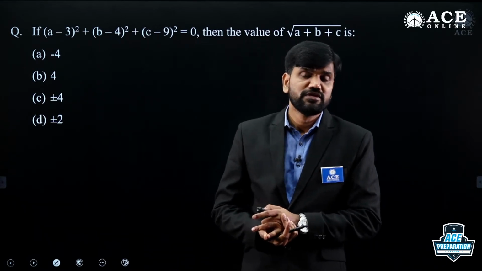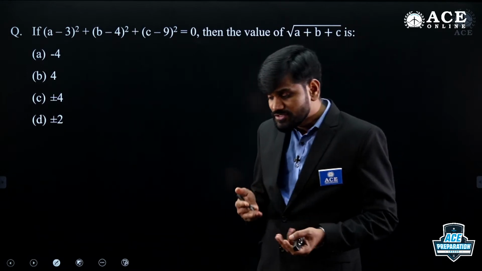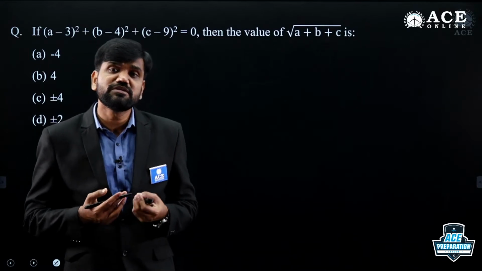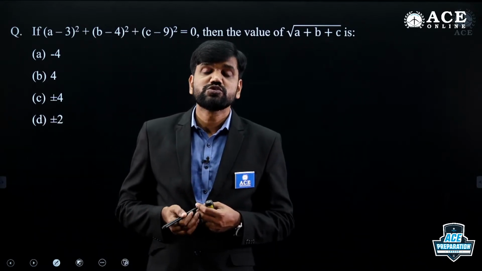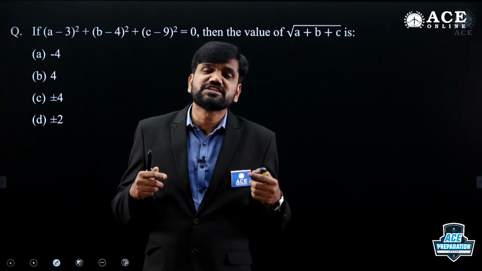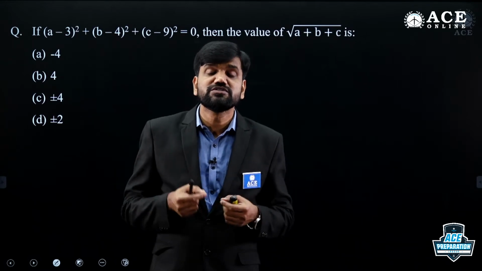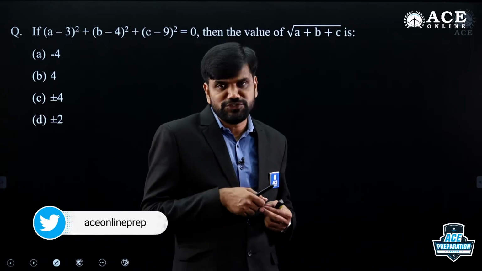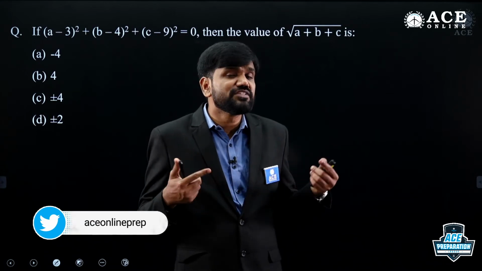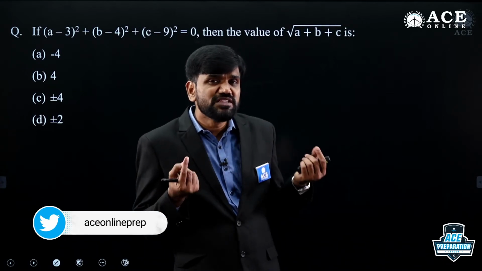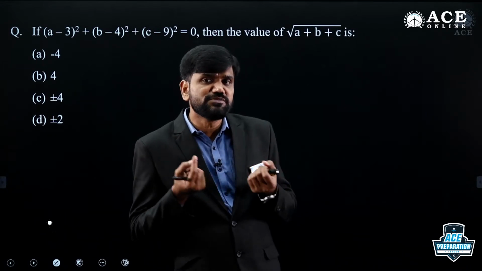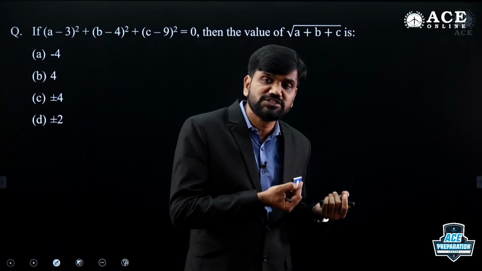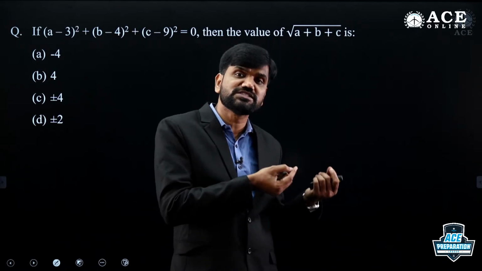Second, if the sum of the squares of two numbers is becoming 0, that means each number must be 0. So if the sum of the squares of any set of numbers is becoming equal to 0, that is possible only if each number is 0. The square of any number will never be 0 unless the number itself is 0. Then only is it possible to get the sum of the squares of the numbers as 0.